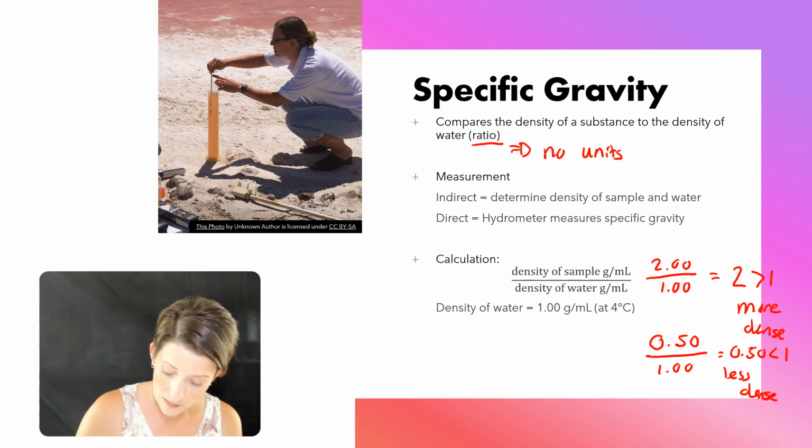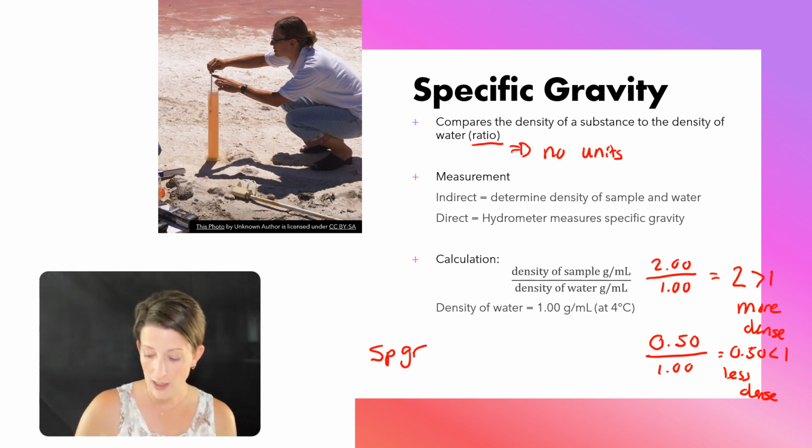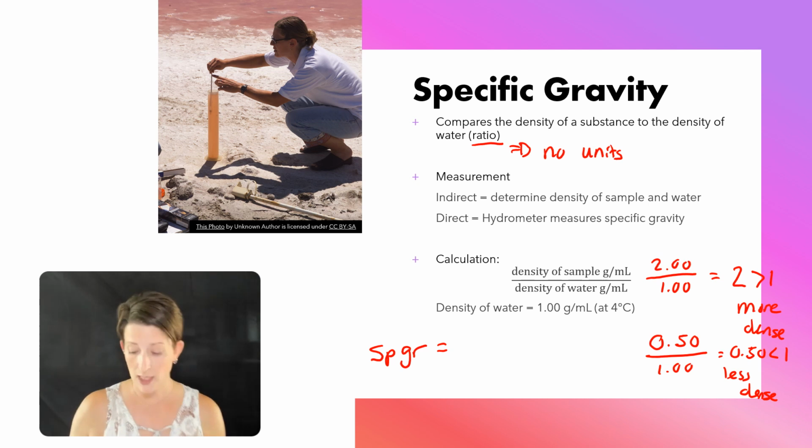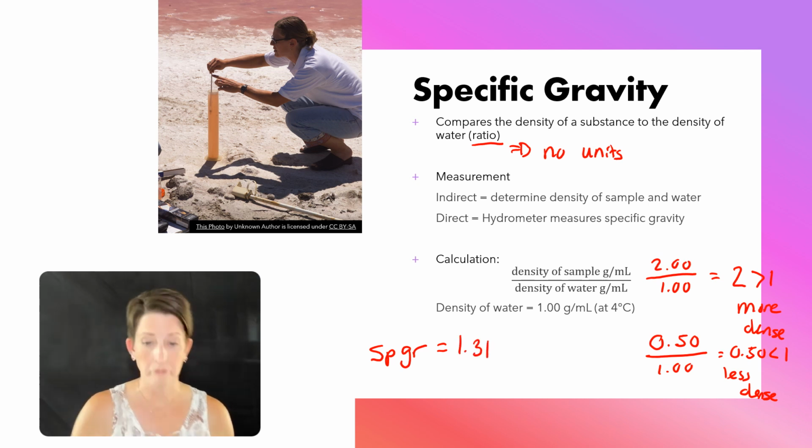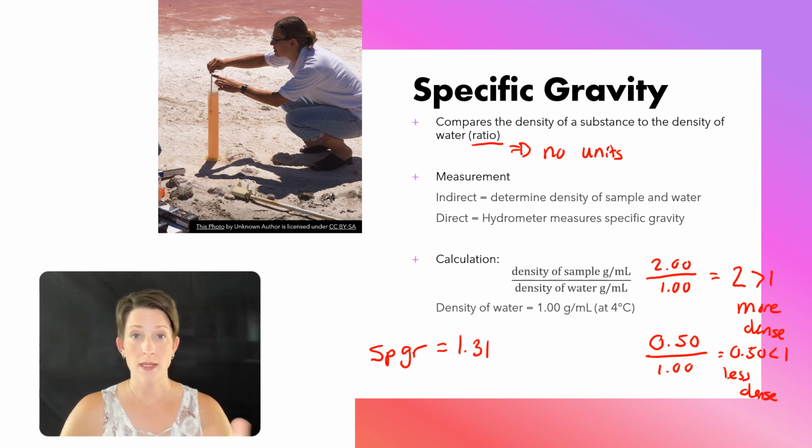So a lot of times what we're going to see is SPGR, specific gravity, equals, and it's going to give us a number, 1.31. So we know that this substance has a higher density than water, therefore its properties can be X, Y, and Z.